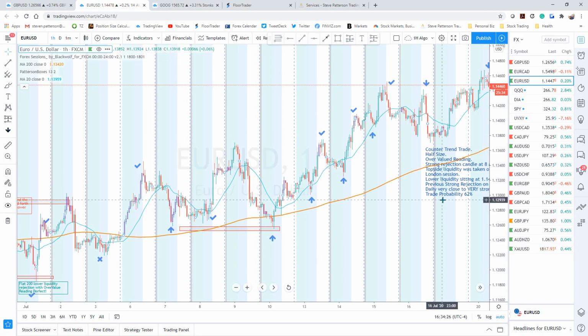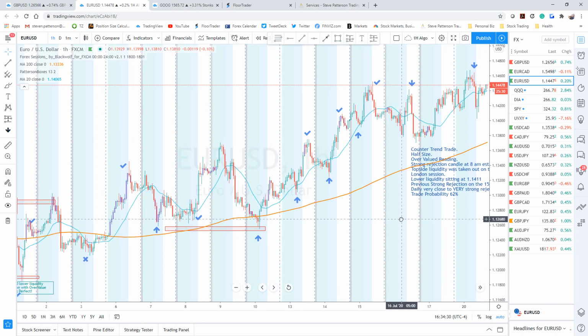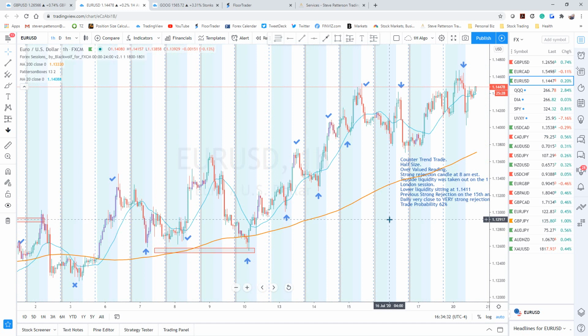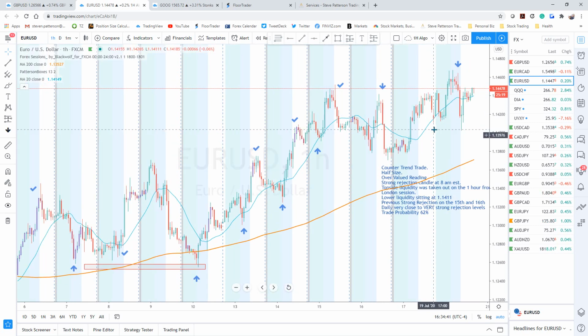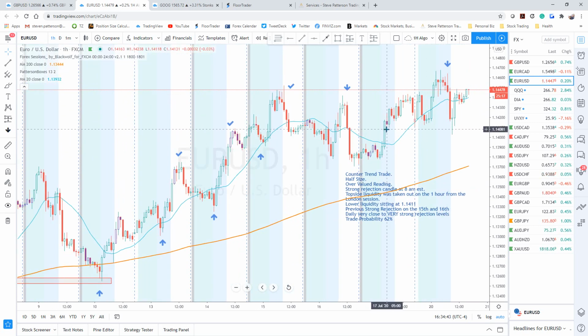Okay, so let's review this trade. I've written out everything that I saw in this particular trade. I got in off of this 1 hour rejection here, and let's just review what I did. You can't really see it, but my algo lighted up purple here the day before, which was Friday, and what that means is it's an overvalued condition.